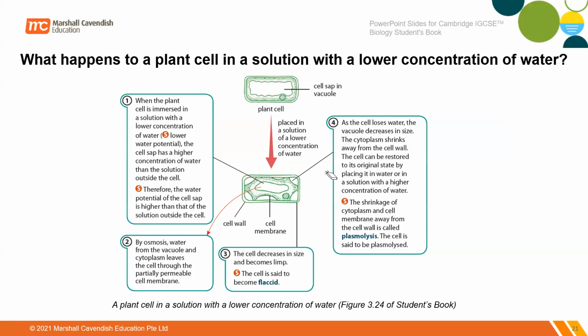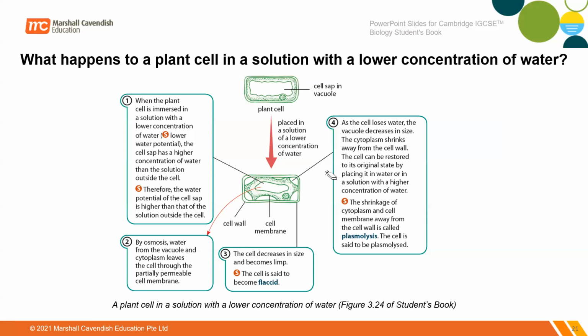This shrinkage of cytoplasm and cell membrane, or detachment of the cytoplasm and the cell membrane from the cell wall, is called plasmolysis, and the cell is said to be plasmolyzed. Okay, so the cell shrinks or is plasmolyzed.